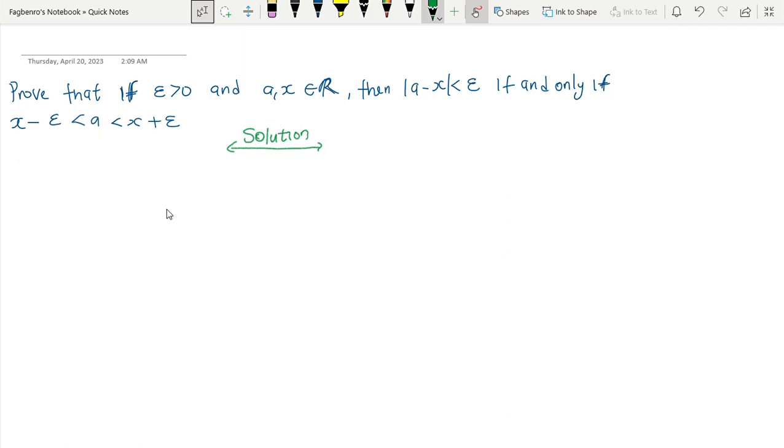In this video, we want to prove this particular question. Prove that if epsilon is greater than 0 and a, x are members of the real numbers, then the absolute value of x minus a is less than epsilon if and only if x minus epsilon is less than a, which is less than x plus epsilon.